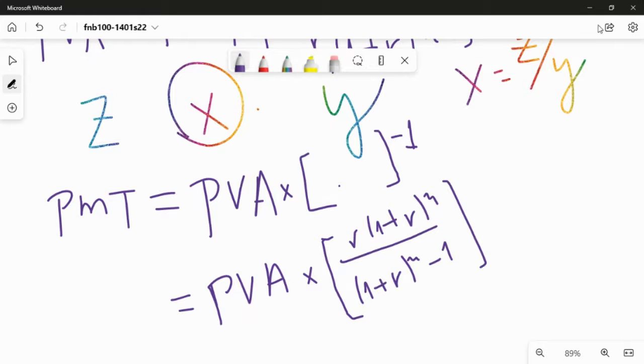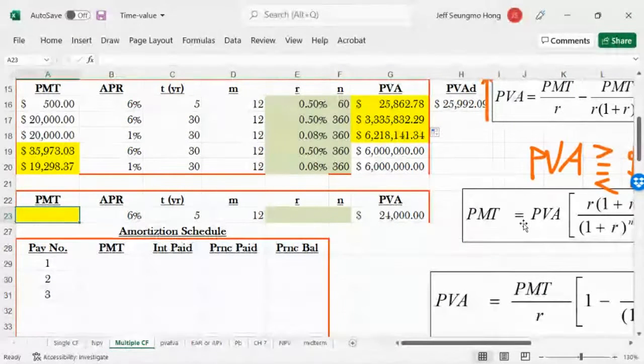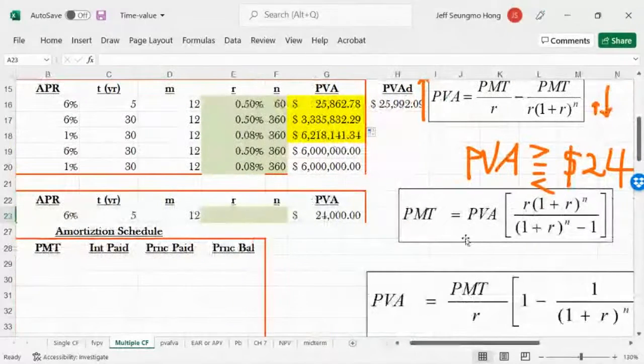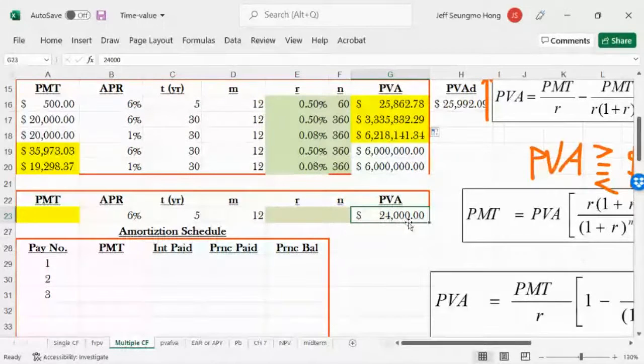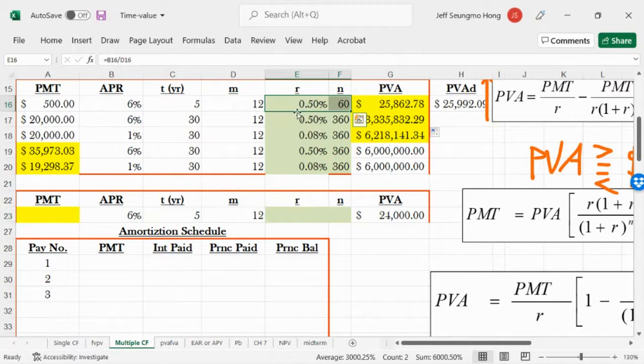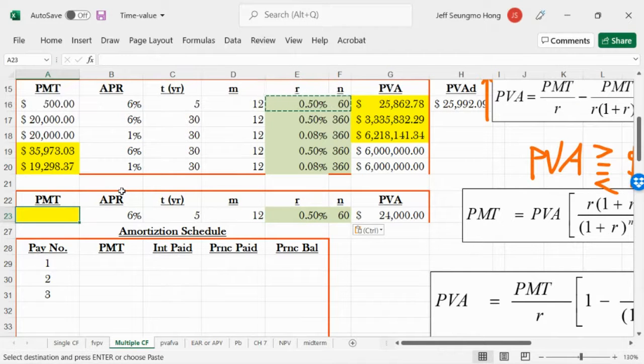So let's go back to the Excel file then. That formula, I put it there as well. So basically, we can now find what the exact payment is. Because present value of annuity has to be 24,000, because if the payment is correct, the present value of annuity must be equal to the principal. And as usual, we need R and N, which is the same thing always, as long as it's 6% and monthly, right?